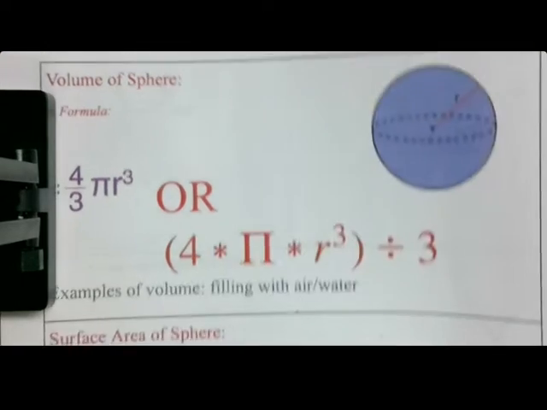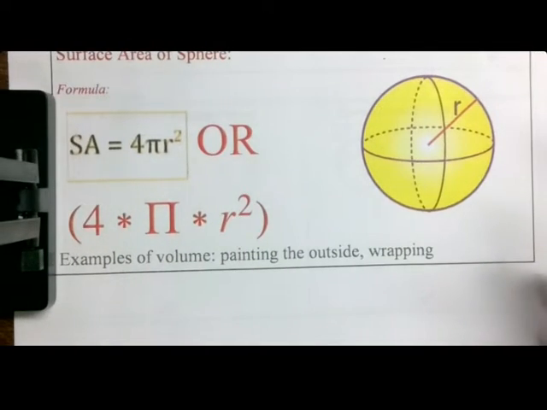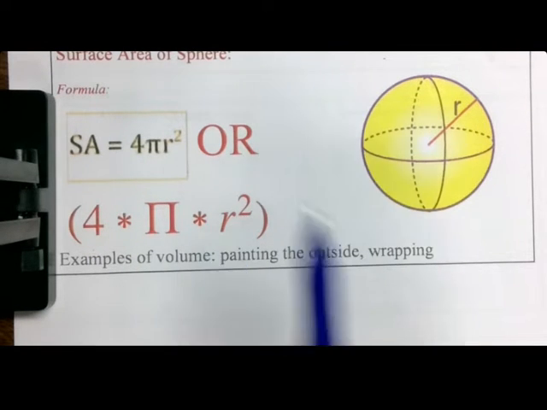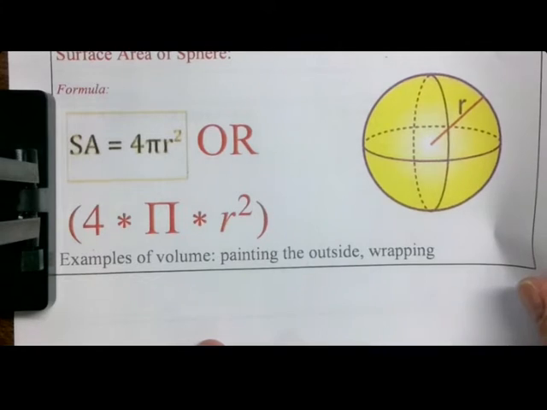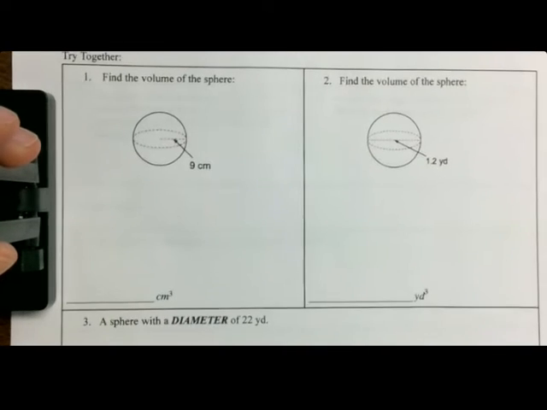Whereas surface area, which is at the bottom, is if you're painting something or if you're wrapping something. How much wrapping paper do you need? If I'm going to put string all around it, right? Things like that. So this is 4 times pi times r squared. So I'm going to keep those two formulas handy as we move on to the first page.